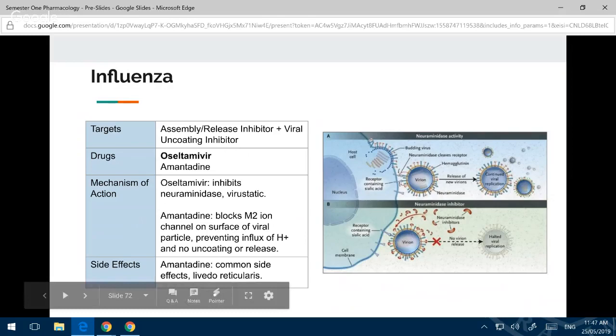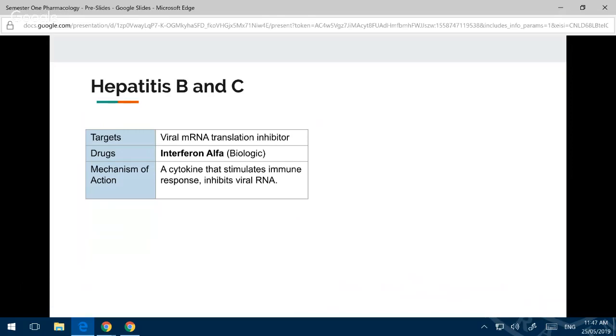We do have a drug for hepatitis B and C. So this is a viral messenger RNA translation inhibitor. It's interferon alpha and it's a biologic method. It's simply a cytokine that stimulates immune responses and inhibits viral RNA.